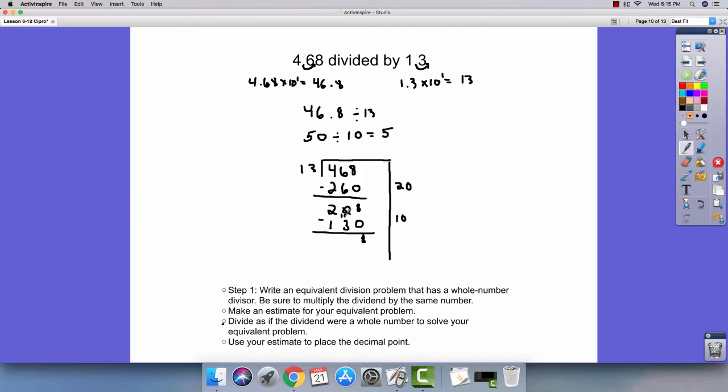Subtract. 10 minus 3 is 7. So now I still have 78 left to divide. And I know 13 times 6 is 78. 78 minus 78 is 0.